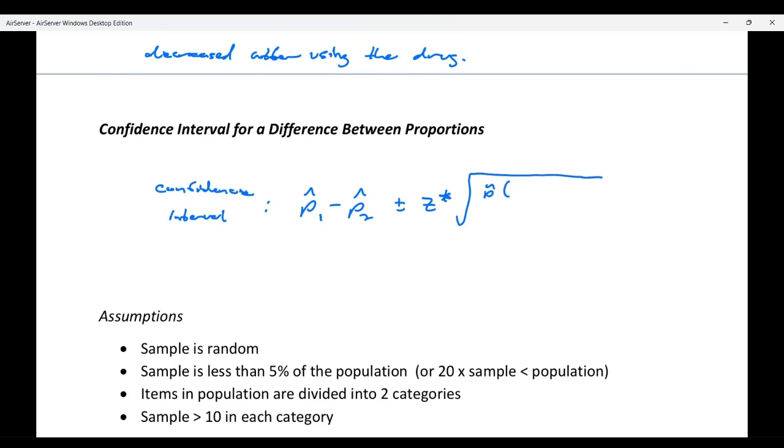Then P1 hat times 1 minus P1 hat, for the first sample, divided by N1, and then plus P2 hat times 1 minus P2 hat, divided by N2. So that is our formula for this one.